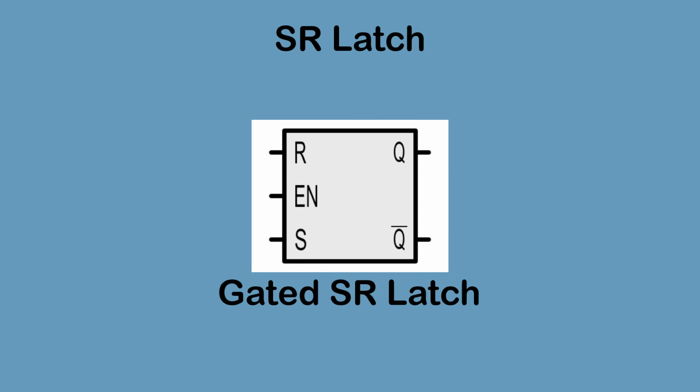Some SR latches have a third input called enable. Such latches will not change their state unless the enable input is currently active. In order to set a gated SR latch, you must have set and enable active. In order to reset it, enable and reset must be active. Otherwise, it will just hold its current state.